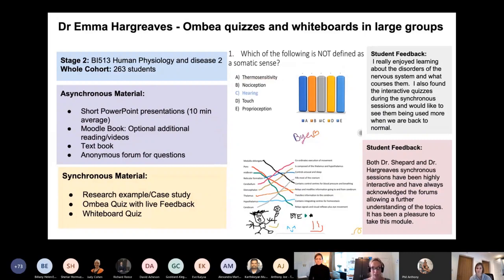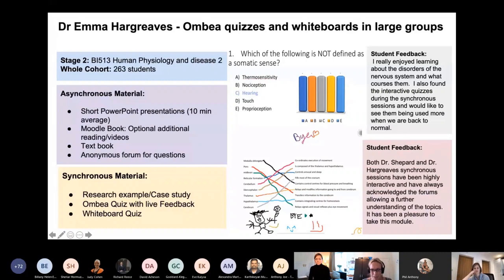And I find they join in the chat, and before I can even comment, they'll be discussing why an answer might have been wrong or why an answer is correct. And that gives me the time in a synchronous session to really identify where any problem areas might be and to address those.